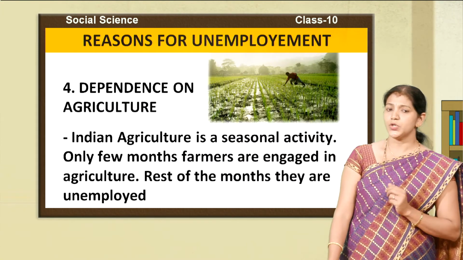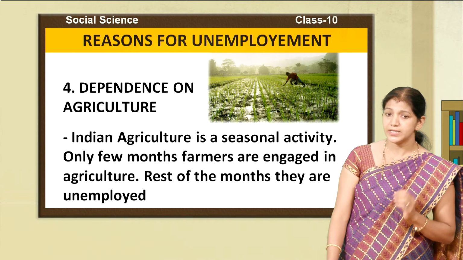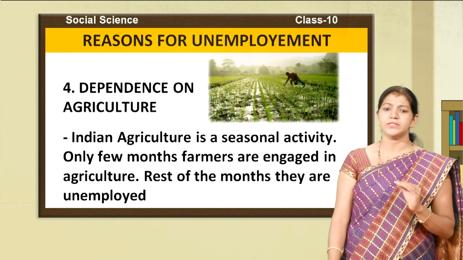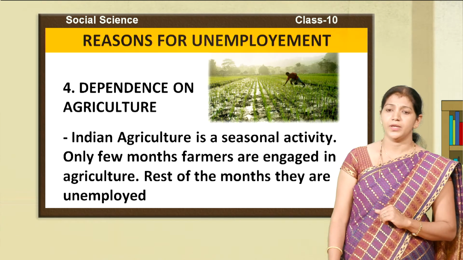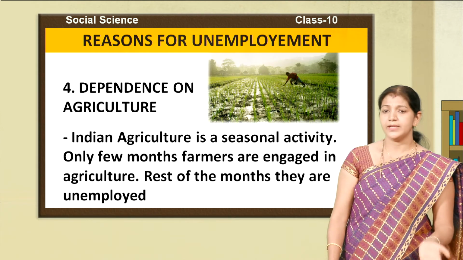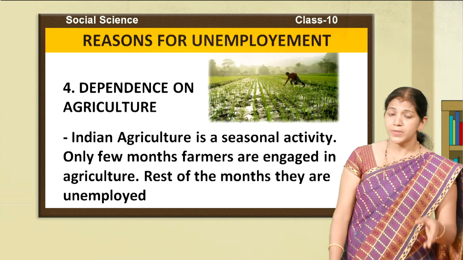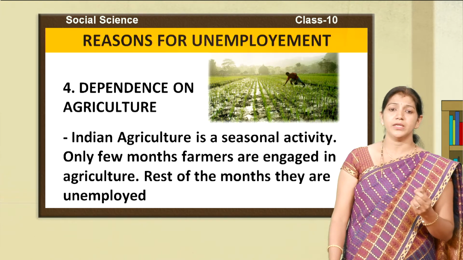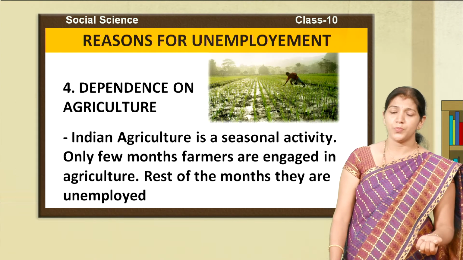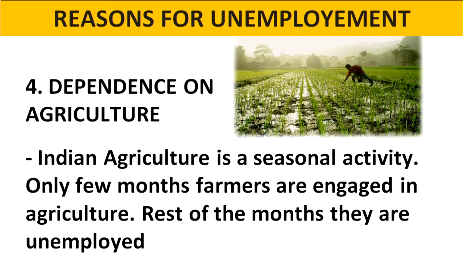Next, dependence on agriculture. Indian agriculture is a seasonal activity. Only for a few months are farmers engaged in agriculture. In the rest of the months they are unemployed. If there is rainfall, there is agriculture. If no rainfall, no agriculture. So, over-dependency on agriculture also creates unemployment. The farmers get employment opportunity for only a few months. For the remaining days they become unemployed. So, over-dependency on agriculture is also one of the main reasons for unemployment.